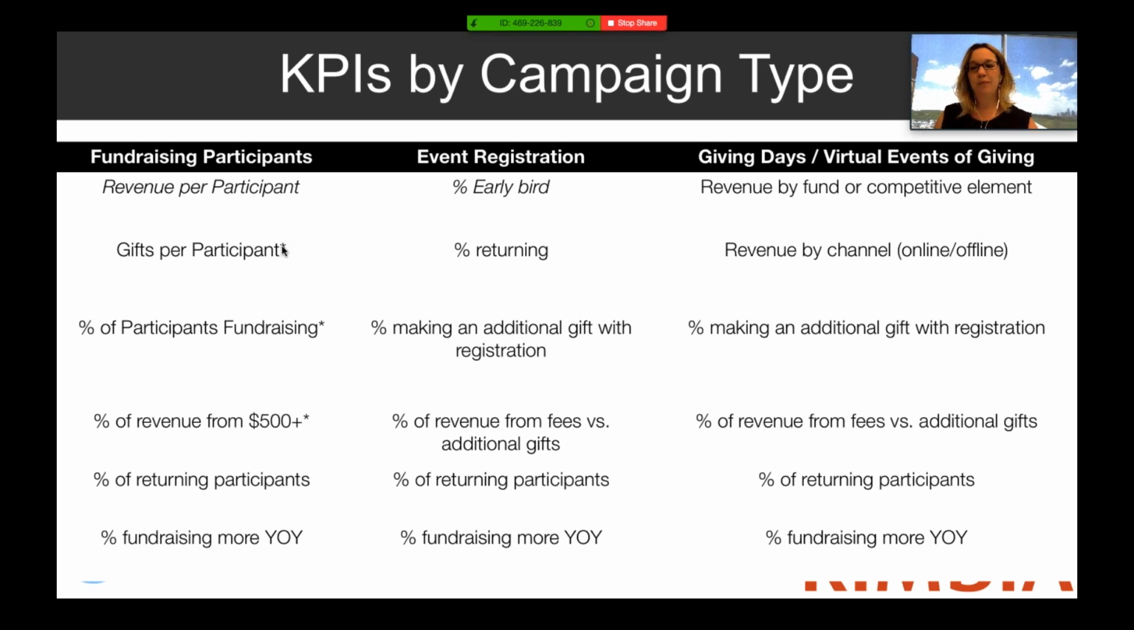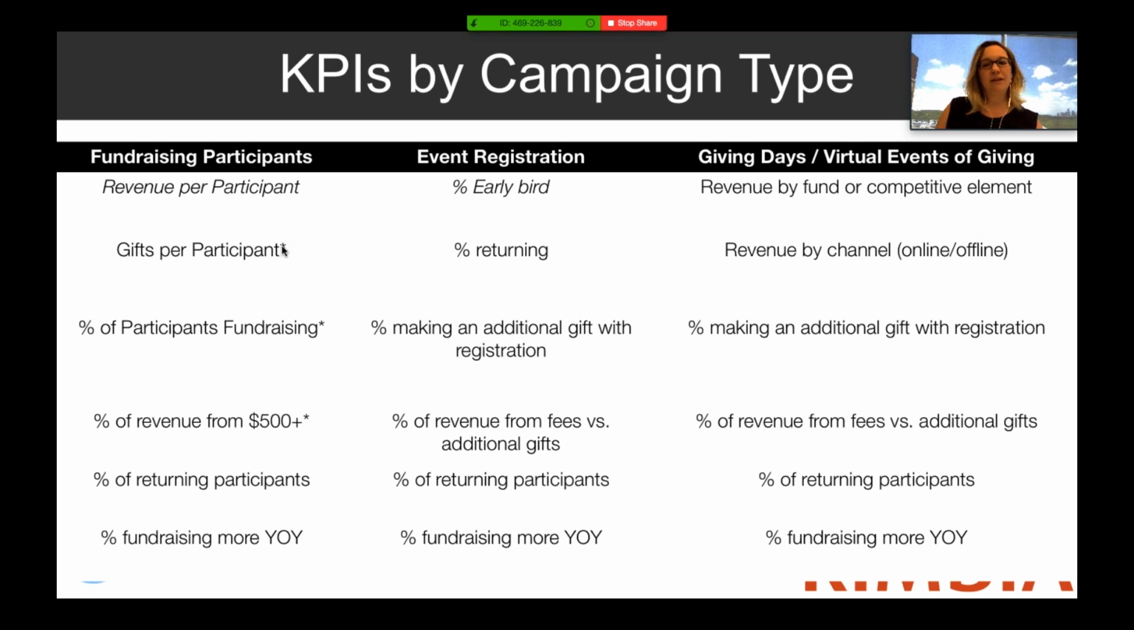You want to look at how many people were raising over $500, how many were returning participants if you had an event before, and how many people were fundraising more year over year. So those are good year over year metrics as you continue to build upon a program. Those are good things every year to be looking at what your event KPIs look like.